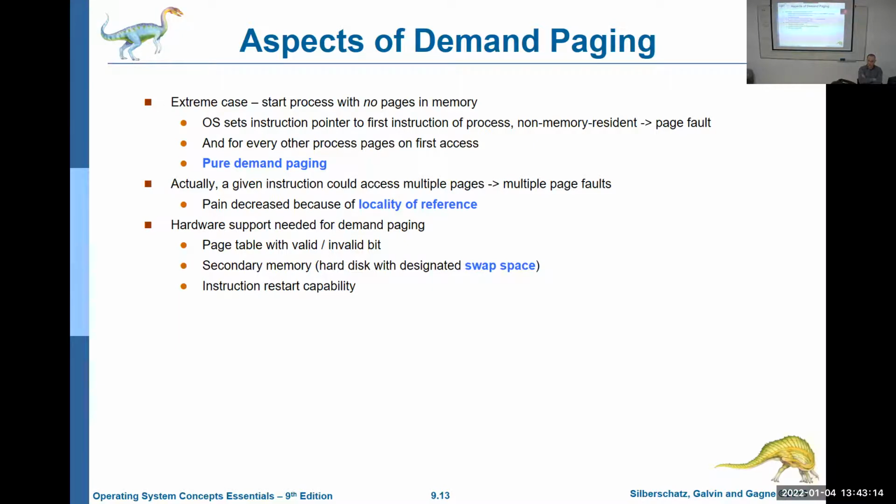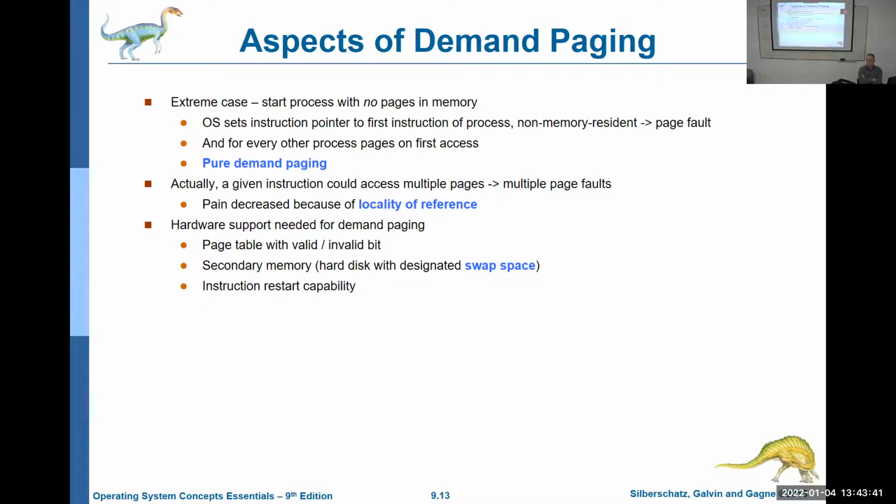You could have a load word, but not a load word, but a copy word between 2 different memory locations, and then you could have 2 page faults. But the pain is decreased because of something called locality of reference. What is pain? The pain, I mean to say, the problem of having 2 page faults simultaneously.